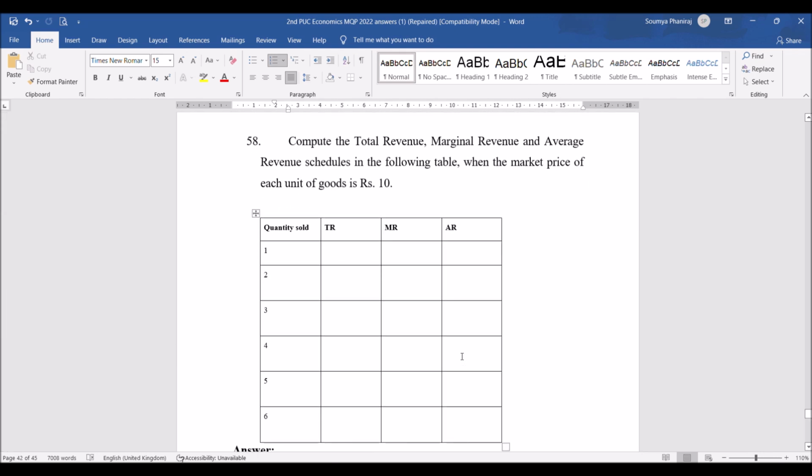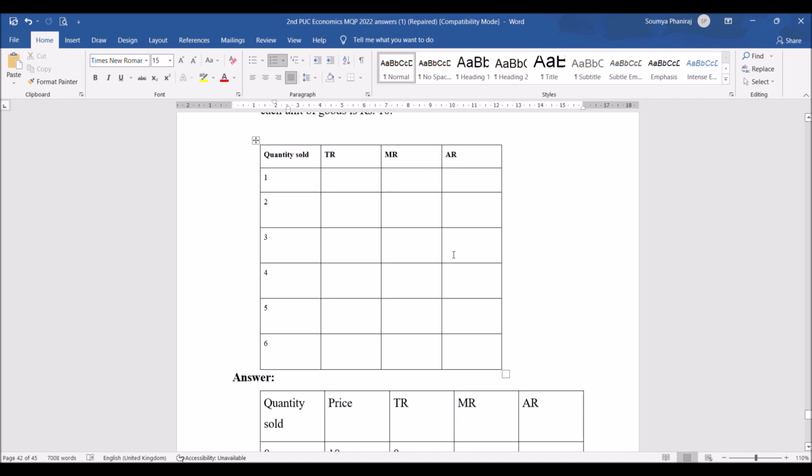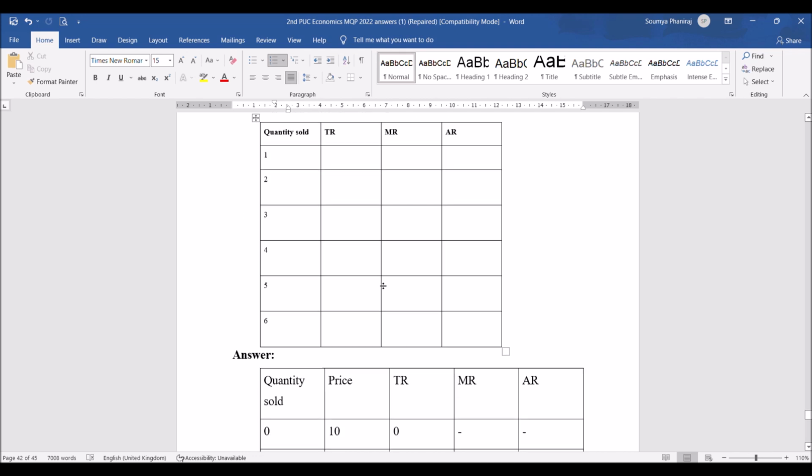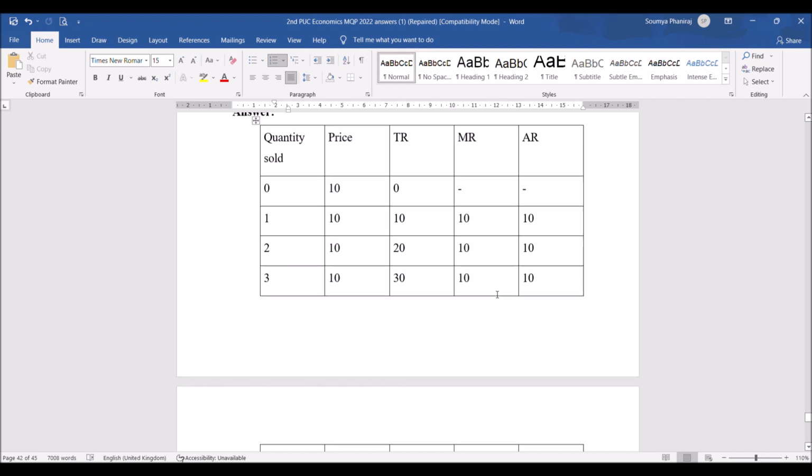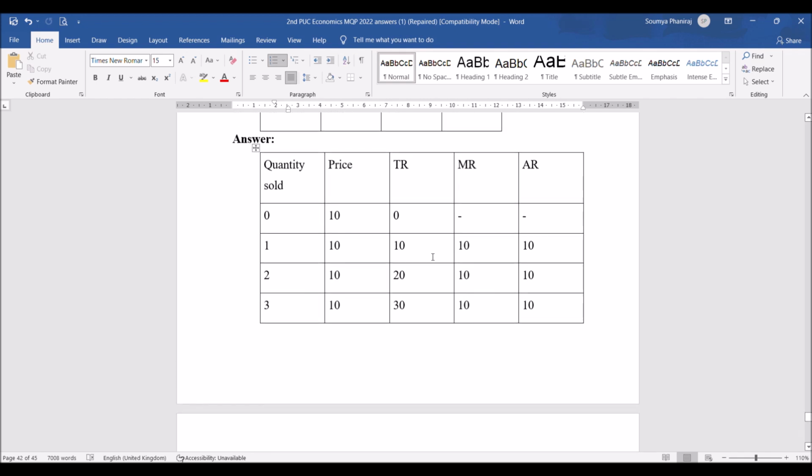58, compute the total revenue, marginal revenue, average revenue schedules in the following table when the market price of each unit of goods is rupees 10. So this is the question. They have already given the format, how it should look like. So in the same format, you have to fill in the information. So this is the quantity sold, the price, TR, MR and AR.